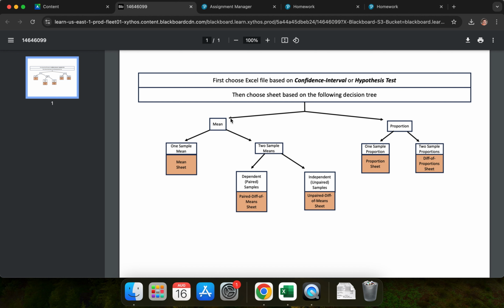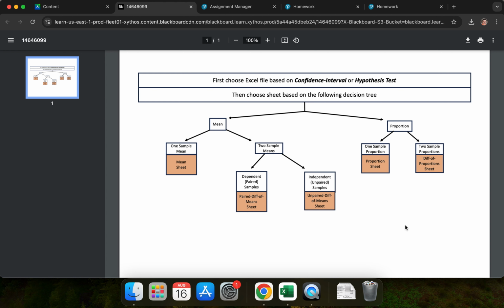So the first decision, is it about a mean or is it about a proportion? Typically, if you're just looking for those words. If it says average, branch over here. If it says proportion, I'll go to this one. Then you branch if there's one proportion or if there's two proportions over here. If there's one mean or if there's two means. And then you branch one more time here if it's a paired difference or dependent sampling versus independent sampling or unpaired difference of means. And the sheet names are down here.